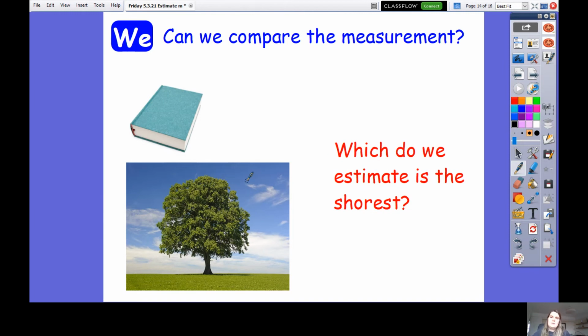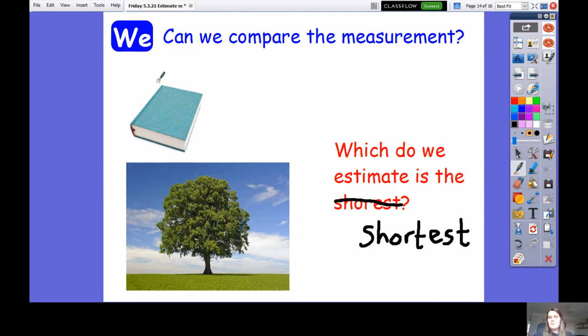Okay, bit of a different one. I'm thinking of a tree. Now, we know trees are different heights, but I'm thinking about this tree and a book. Books are different sizes too. But if we were to estimate which is the shortest, oh, that's not a very good spelling of shortest. Oh dear, how do we spell shortest? Well done, est. Very good. We've got to check. There we go, shortest.